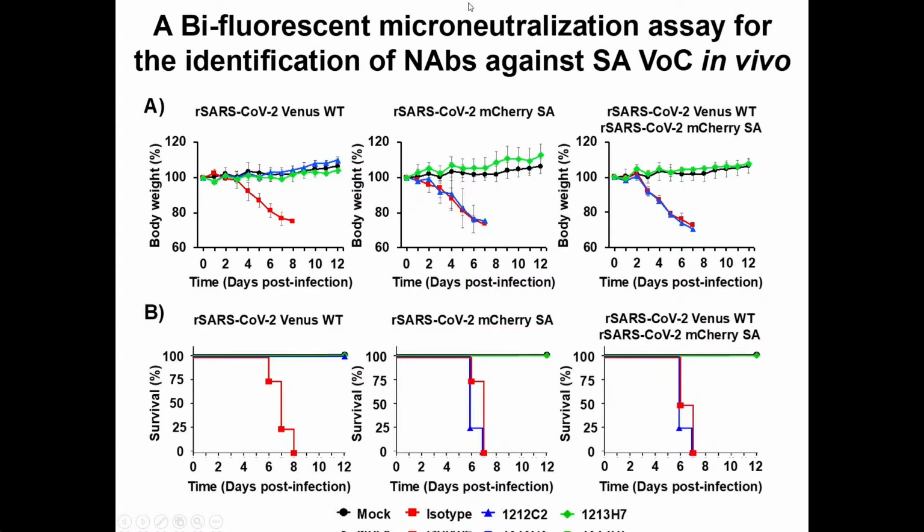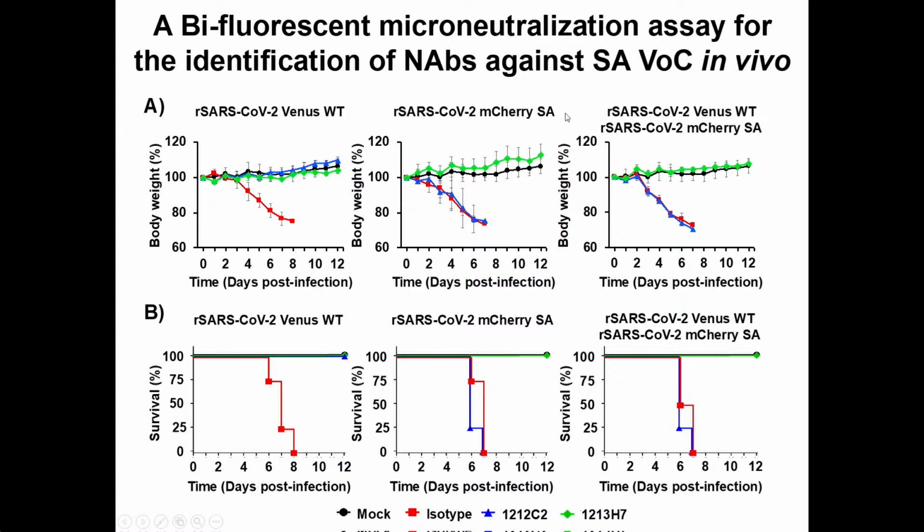And importantly, when we evaluate the body weight, shown here in panel A, as well as the percentage of survival in these mice, what we found is that, as we expected, the mice that were infected with the Washington Venus-expressing virus and treated with either the 12-12C2 or the 12-1387 all maintained their body weight, and they survive infection because these two antibodies are able to neutralize the Washington strain. However, that was not the case in mice treated with the isotype control, which rapidly lose weight and die between day 6 and 8 post-infection.